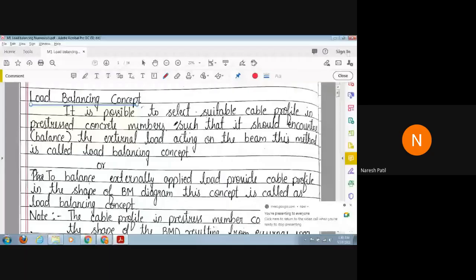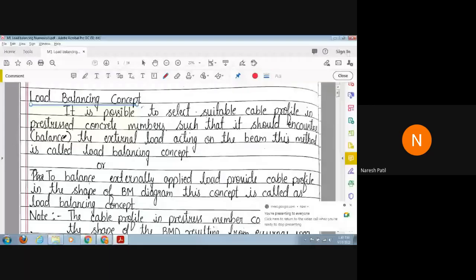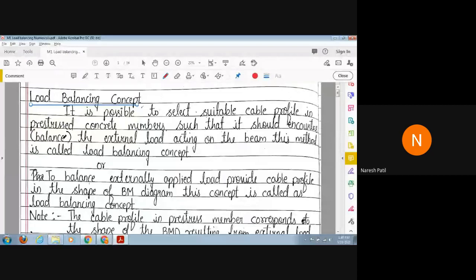Now here, the load balancing concept: it is possible to select a suitable cable profile in a prestressed concrete member such that it should encounter or balance the external load acting on the beam. This method is called the load balancing method. In this method, you can select the cable profile. The cable profile may be straight, parabolic, triangular, or trapezoid shape, any. The selection of cable profile should be such that it balances the external load.